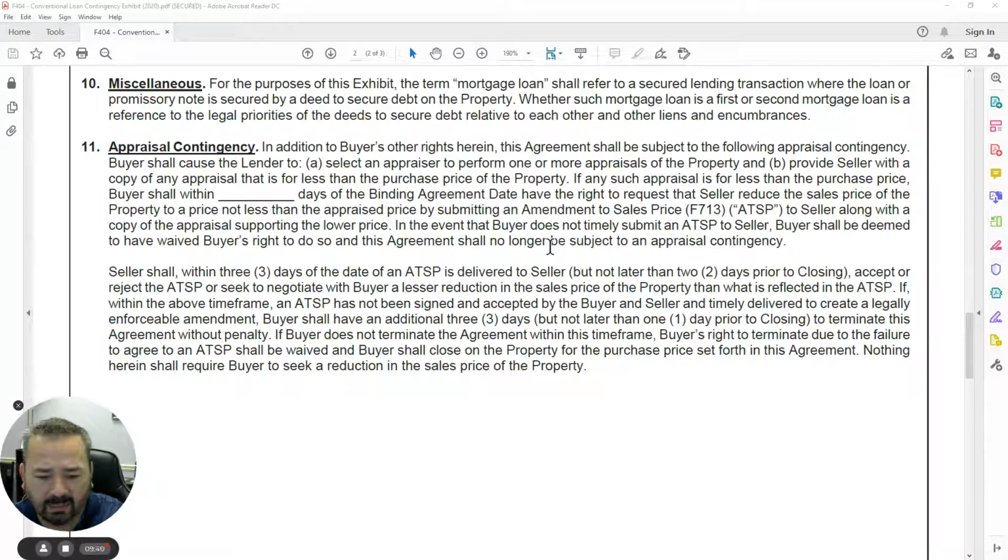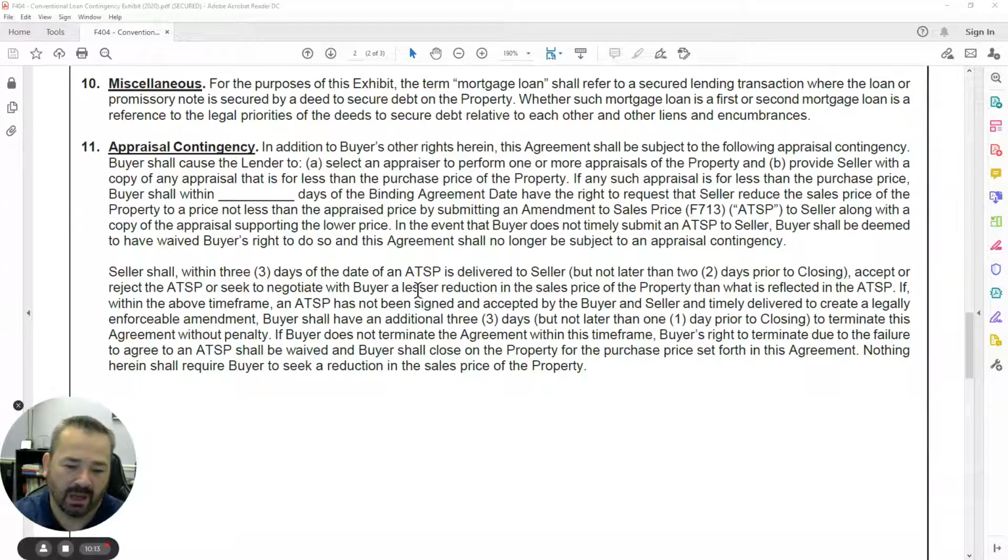And that's our two primary jobs once we go under contract: protect our client's earnest money and get to the closing table. Okay, there continue to be additional steps that have to be followed. Just because we submit an amendment to sales price does not mean the seller has to agree. The seller shall, within 3 days of the date of an amendment to sales price, accept, reject, or seek to negotiate with the buyer something in the middle.